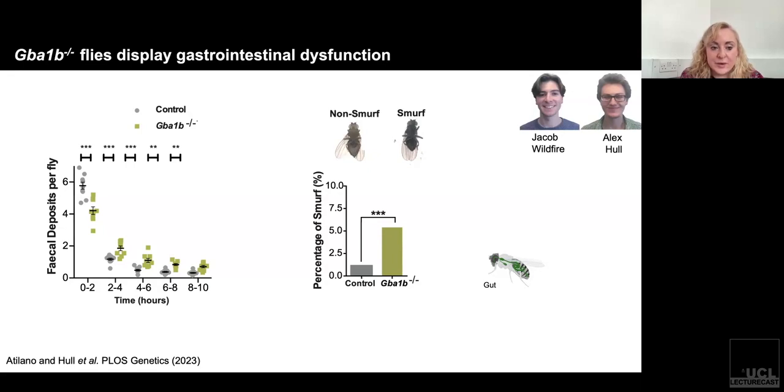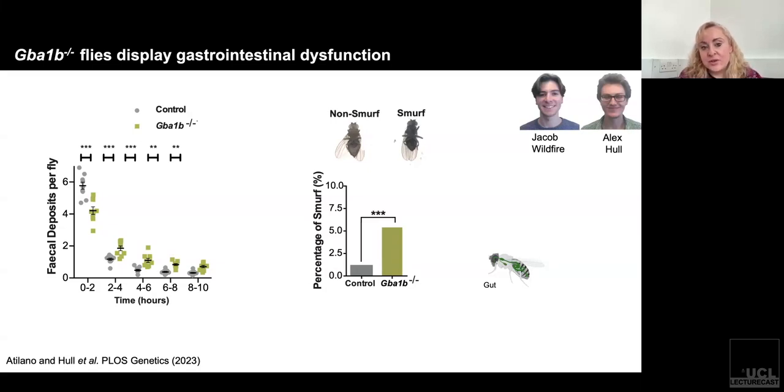And what we found was that there was a decrease in fecal deposits in GBA knockout flies within a few hours of eating a meal, but that in the ensuing hours, the deposits were then increased in the GBA knockout flies compared to controls, consistent overall with an increase in intestinal transit time and a constipation-like phenotype, as you see in patients with Parkinson's disease.